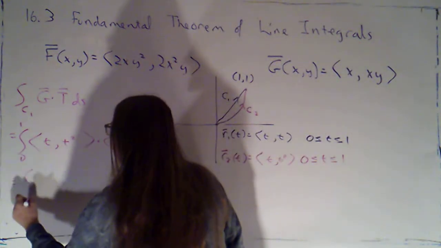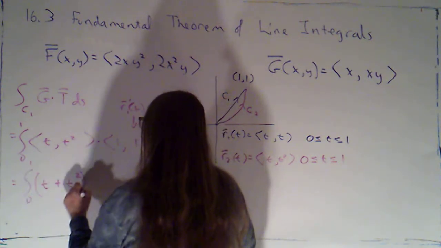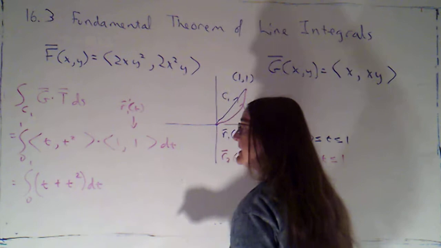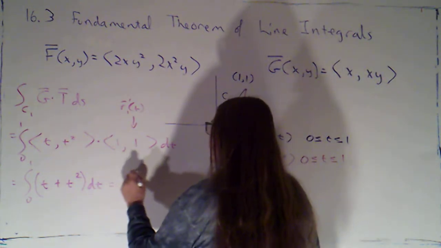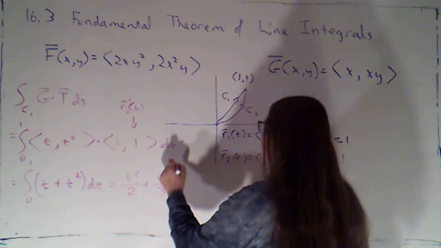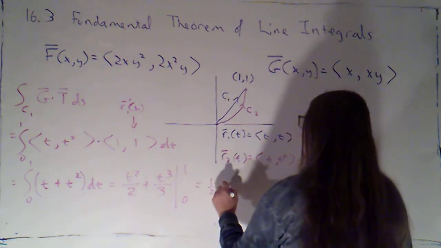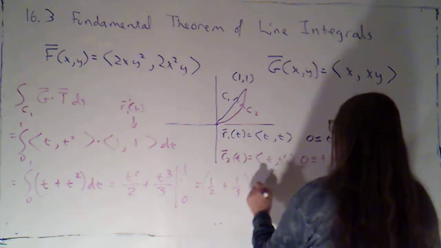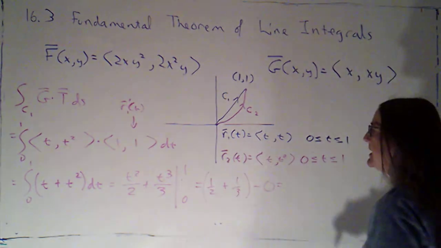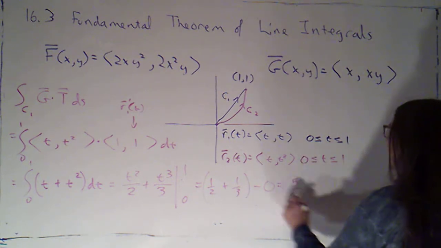So we're going to get the integral from 0 to 1 of t plus t squared dt. That's going to be t squared over 2 plus t cubed over 3, evaluated between 1 and 0. So that's 1/2 plus 1/3 minus 0. So let's see, that'd be 3/6 plus 2/6. That's going to be 5/6.